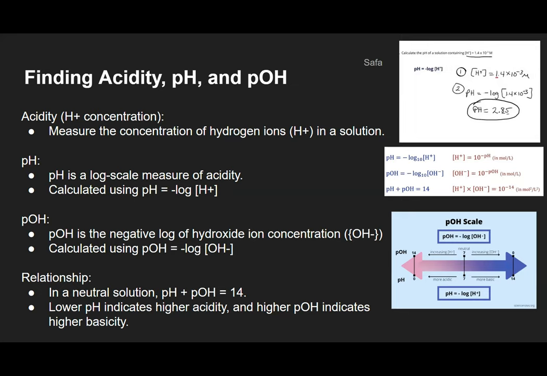So the relationship here: in a neutral solution, pH plus pOH equals 14, and lower pH indicates higher acidity, and higher pOH indicates higher basicity. And you can see the pictures along the right-hand side explaining that.